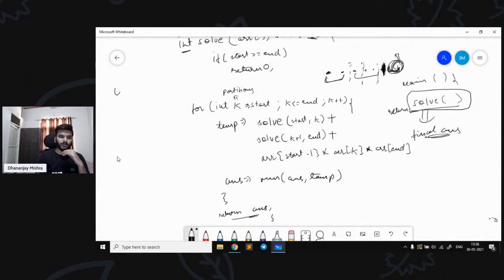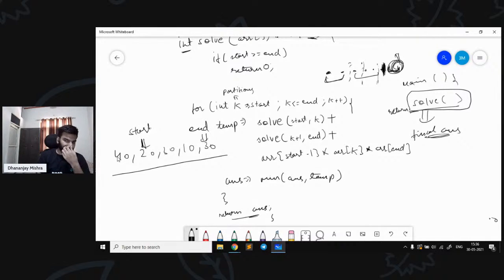If I take this matrix only, now what I said is that this will be my start and this will be my end. So what error will it give if I iterate till less than or equal to end, till end, right? If I do my partition here, again what will be my range? I hope you are getting that this will be my left part and this will be my right part, right? So there is no issue with the right part.